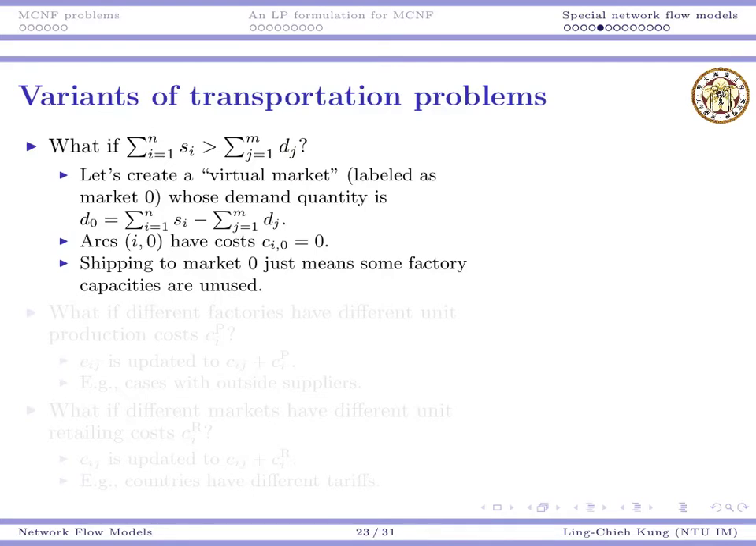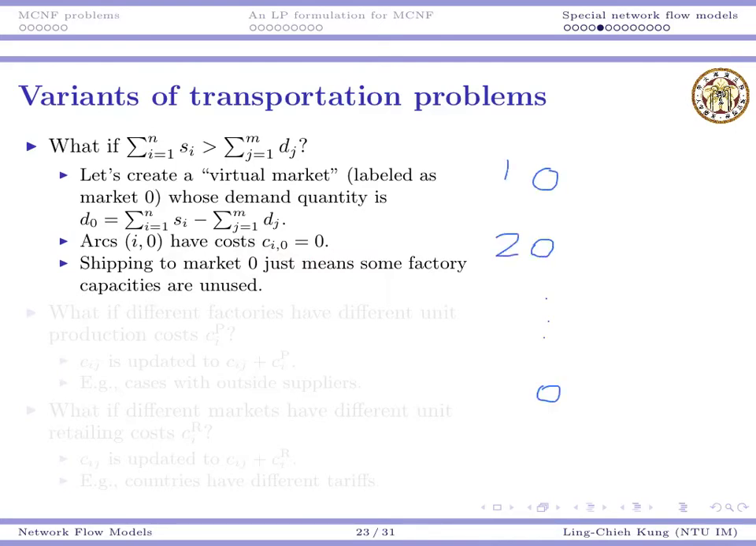All we need to do is to create a virtual market labeled as market 0, whose demand is the difference between the total supply and the total demand. After we do so, we add some arcs with zero cost. So graphically, it will be like this.